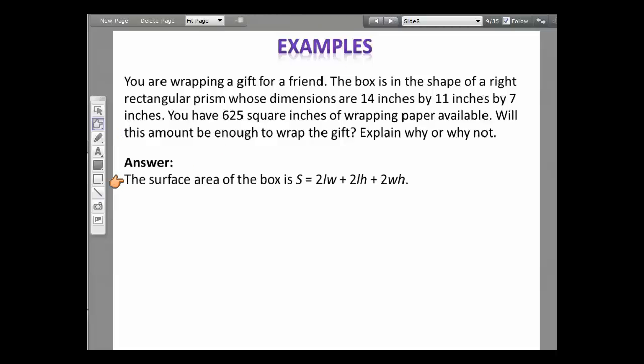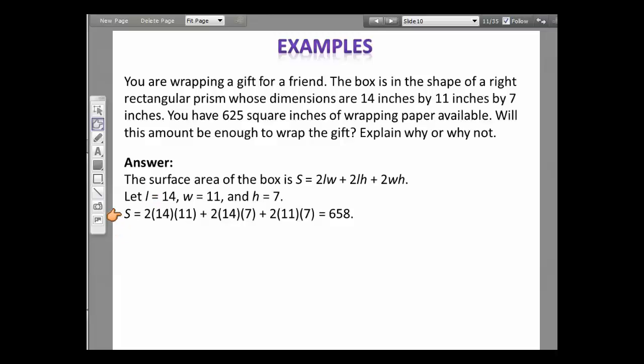Well, first you're going to pull out your old handy dandy formula that you just learned about for calculating the surface area. Then you're going to determine what are we going to allow to be our length, what's going to be our width, and what's going to be our height. And in this problem we let 14 be the length, the width be 11, and the height be 7. So what we're going to do is we're going to take these numbers and plug them into this formula.